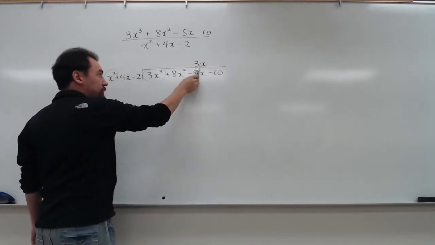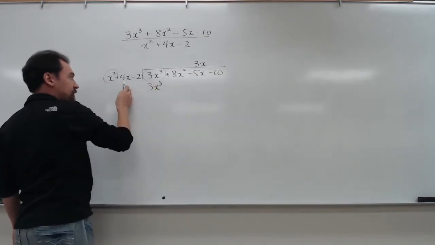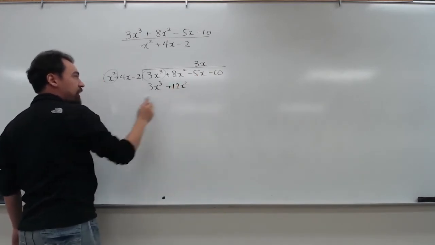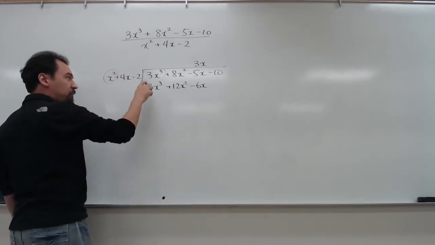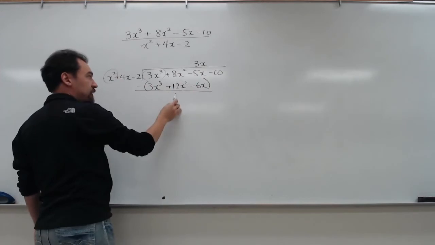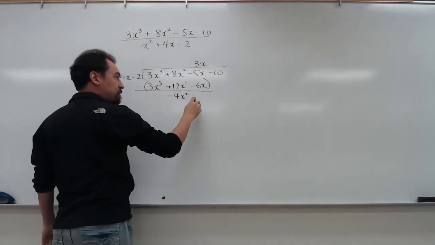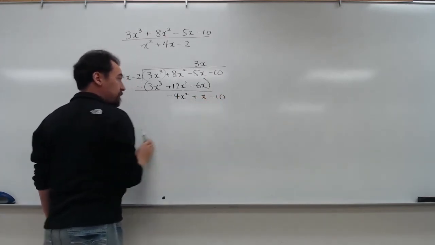So let's go. 3x times x squared is 3x cubed. 3x times 4x is 12x squared. 3x times negative 2 is negative 6x. I just have more terms, but same algorithm. Then we'll subtract very carefully. They cancel. We get negative 4x squared here, and subtracting a negative means I'll add, so I get that. Bring down the next term.